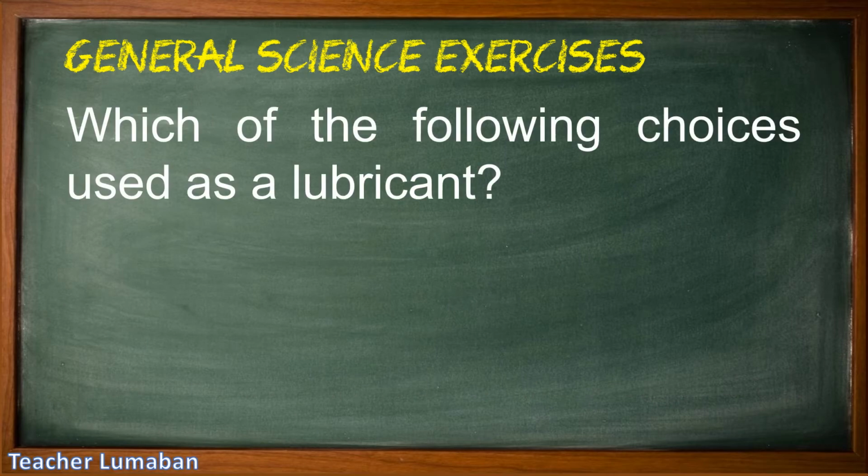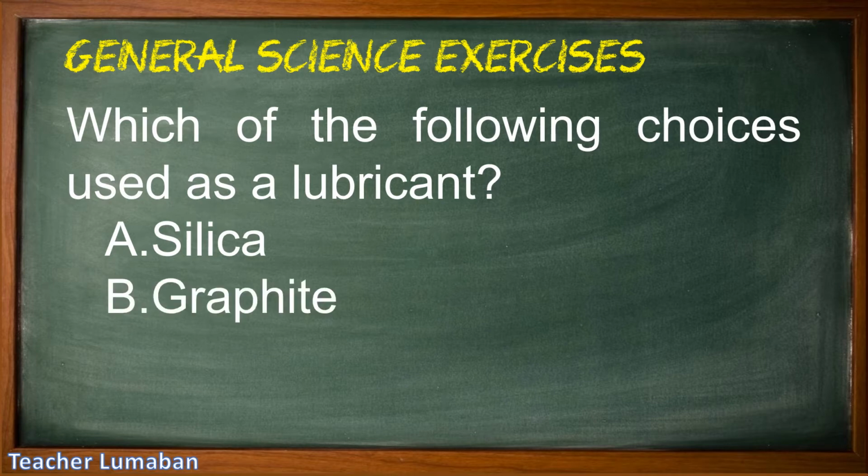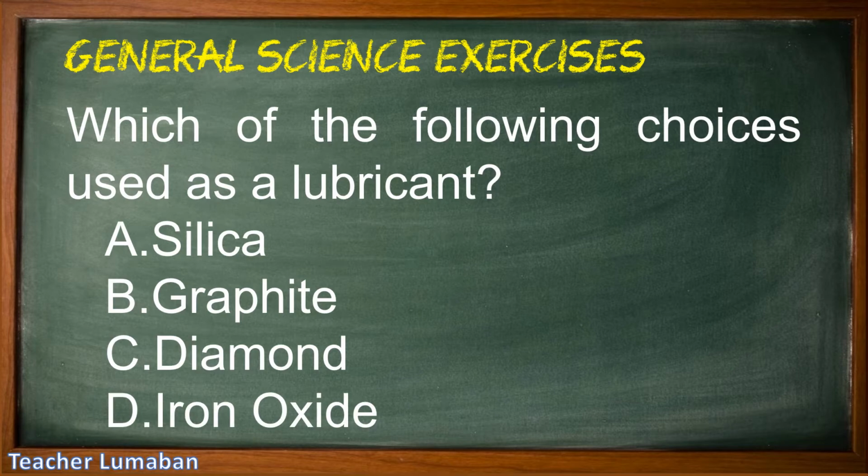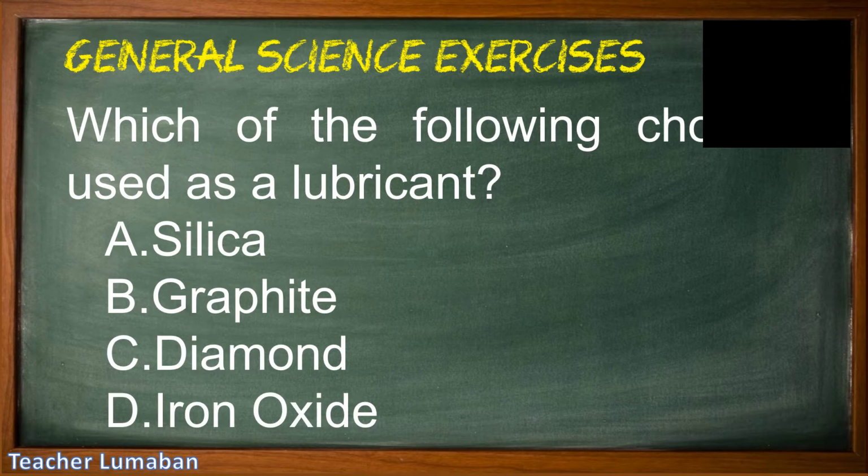Which of the following choices is used as a lubricant? Letter A, silica. Letter B, graphite. Letter C, diamond. Letter D, iron oxide. Choose the suitable answer to the following choices in 5 seconds.